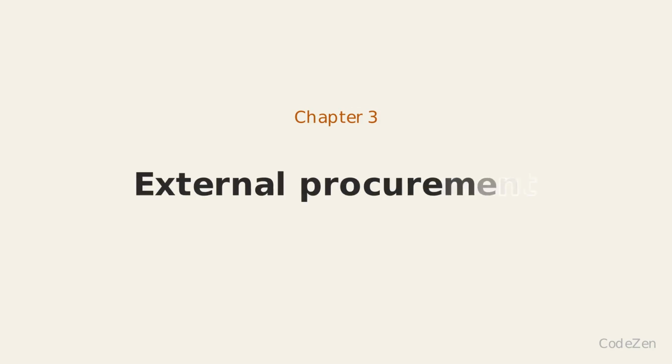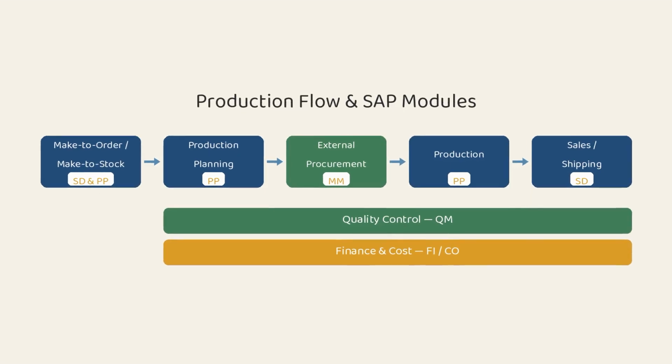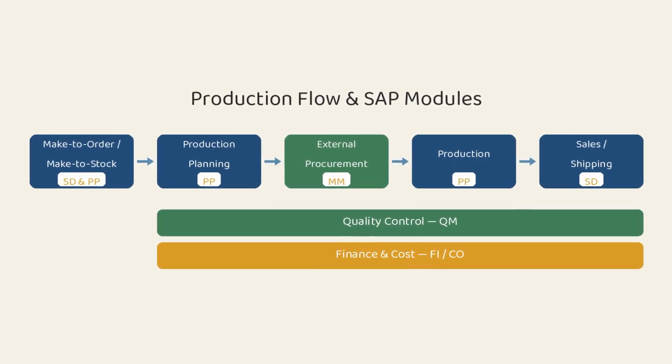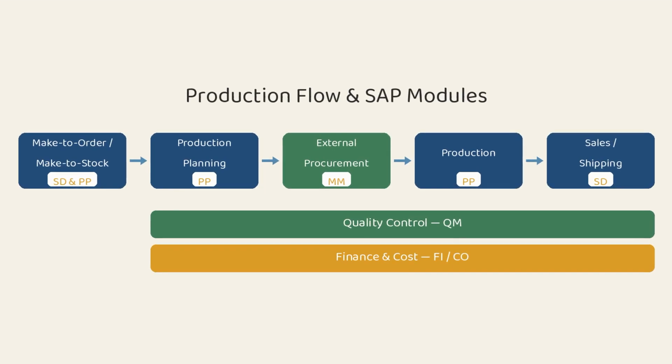For the materials we will buy, we give the system a promise. From whom, how much, and on what terms. This is the job of materials management. External procurement is, at heart, making a promise. The third stage of the flow. To whom, how much, and on what terms. In SAP, that promise is called a purchase order, and it lives in the materials management module.